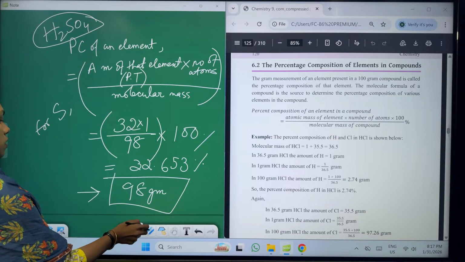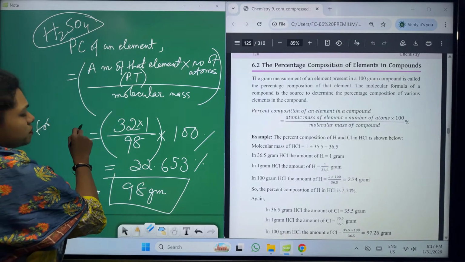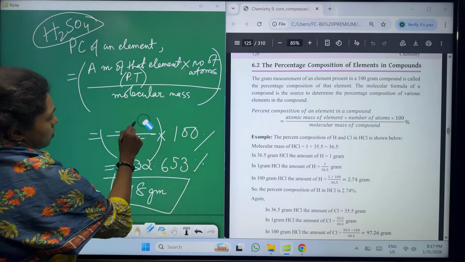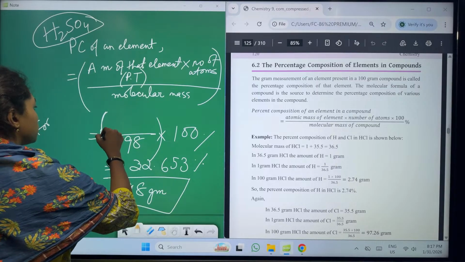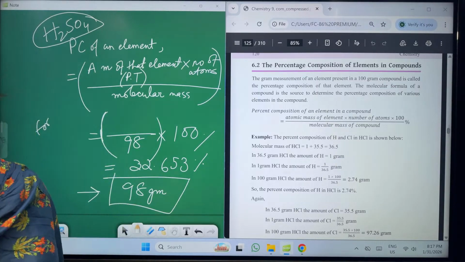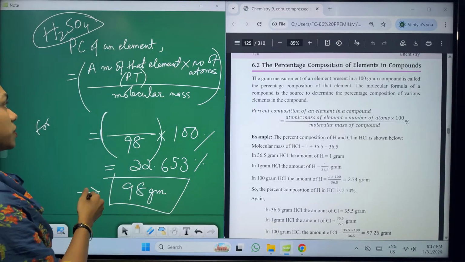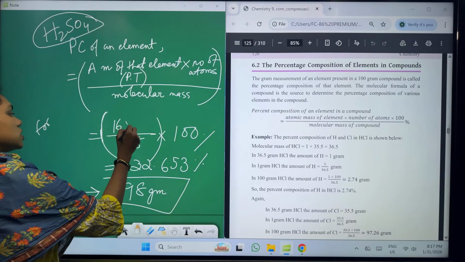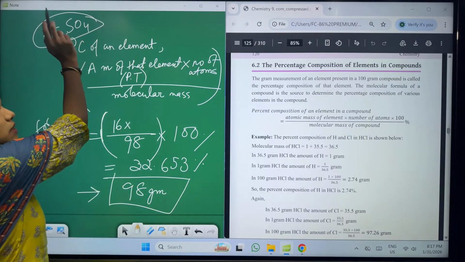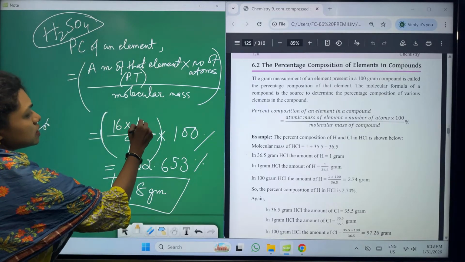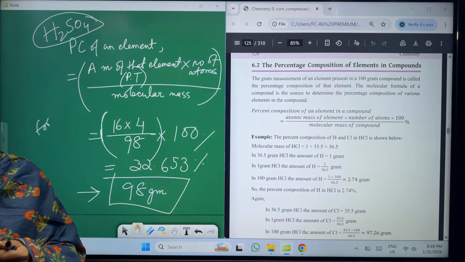All right. Now we'll do the same for oxygen. Now I know that the mass of 1 mole of oxygen atoms that I derive from the periodic table is 16. And I have 4 oxygen atoms in this compound. Therefore, 16 into 4 divided by 98. Let's do that.